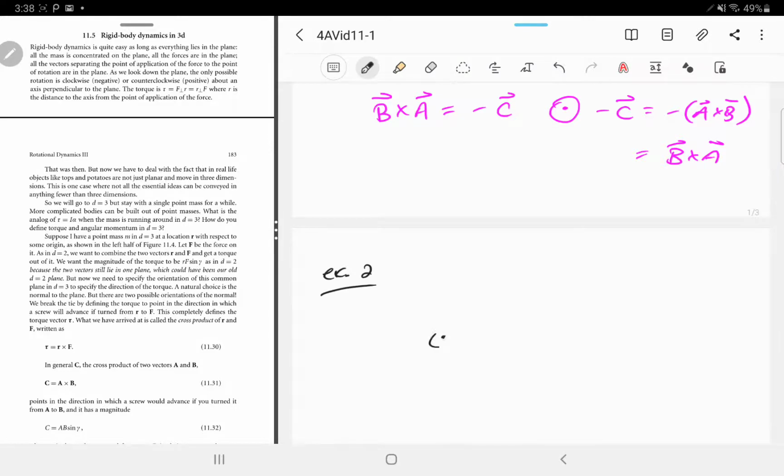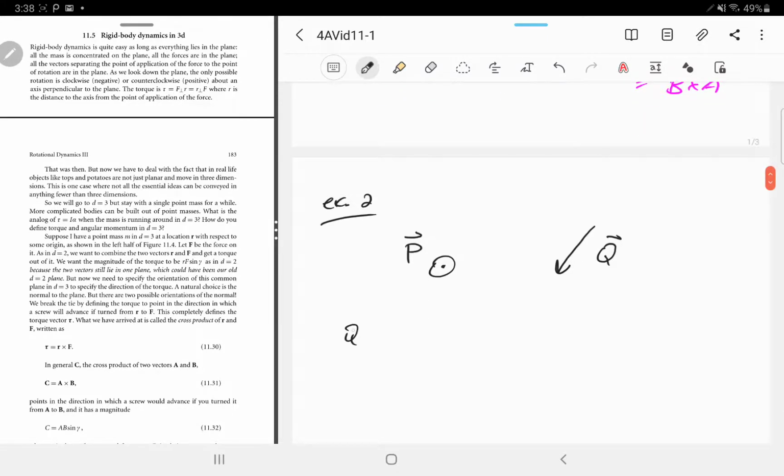Let's say that one of our vectors is out of the page, and the other vector, they don't need to be called A, B, and C all the time. Let's call it P and Q. So P is this way, and let's say Q is pointing this way. And I want to know what's the direction of Q cross P. Okay, so again, the cross product of two vectors is perpendicular to both of these vectors.